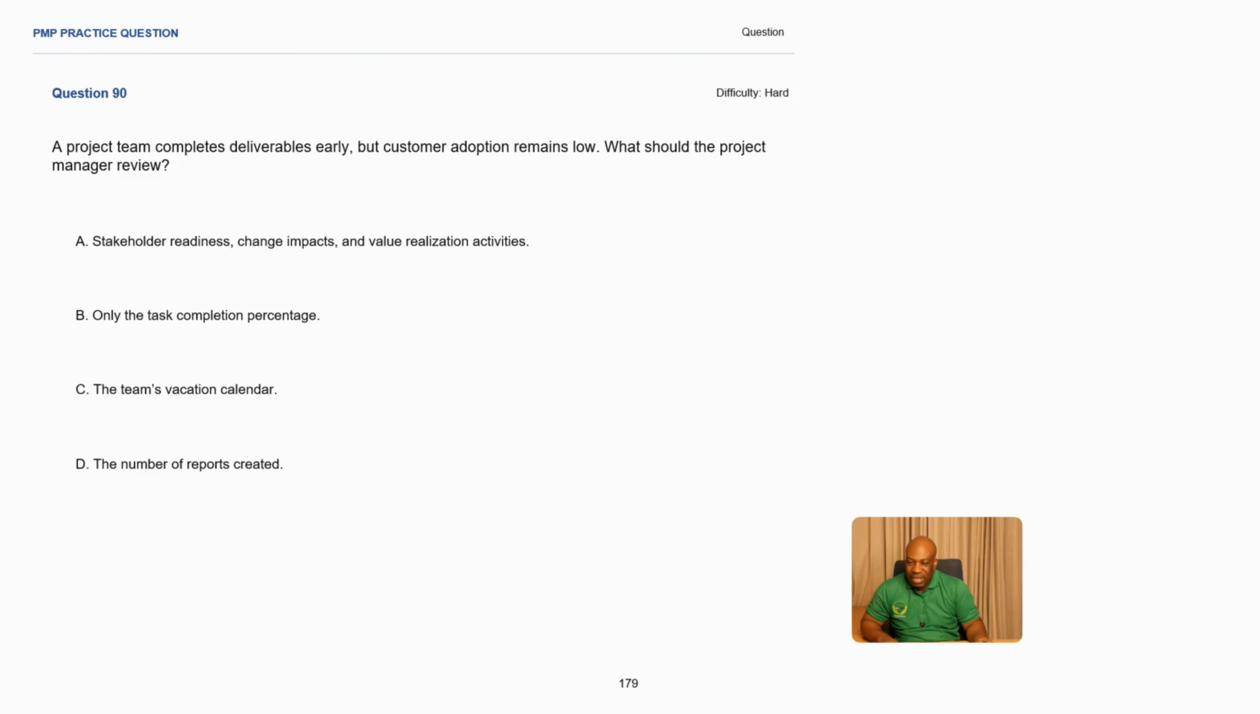Practice question number 19. A project team completes deliverables early, but customer adoption remains low. What should the project manager review? Okay, you need to review something here. So what is our problem statement? A project team has completed deliverables early, but customer adoption remains low, which means the customer is not accepting quickly, is not using quickly what has been delivered by the project team. So what should the project manager review? A: stakeholder readiness, change impact, and value realization activities.